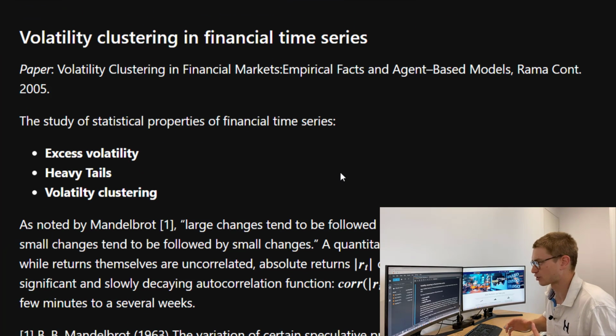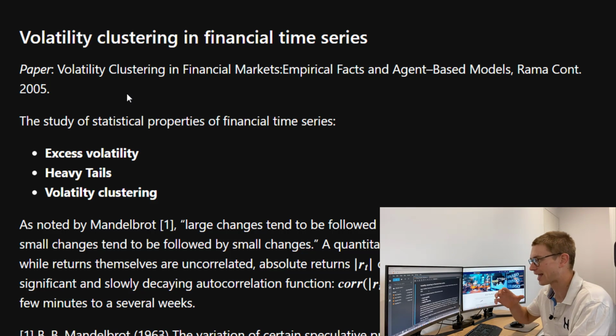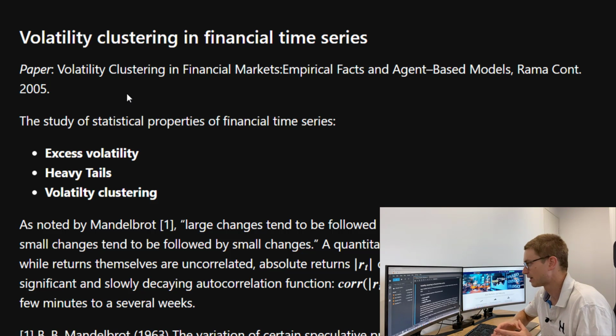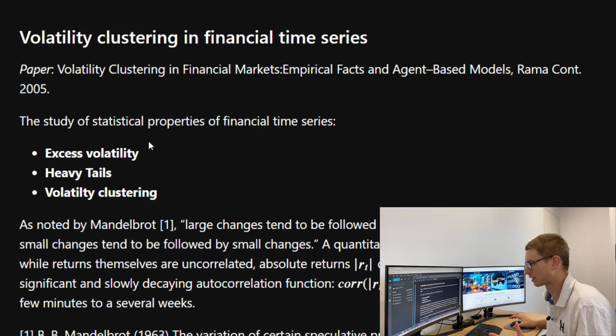Now, volatility clustering in financial time series. We're going to be referring to this paper, Volatility Clustering in Financial Markets by Ramakant in 2005. He did a really nice literature review where he reviewed papers that proved the statistical properties of financial time series. The 3 big ones that we're talking about: excess volatility, characteristics of heavy tails, and volatility clustering.